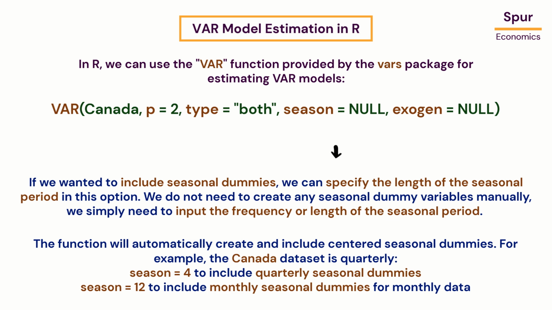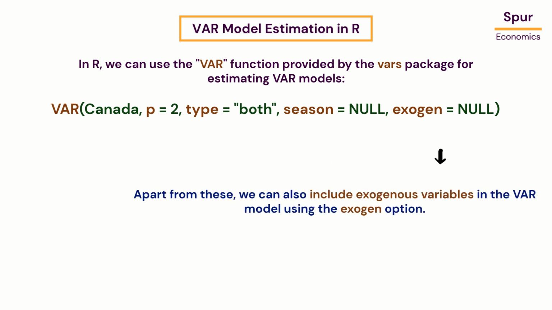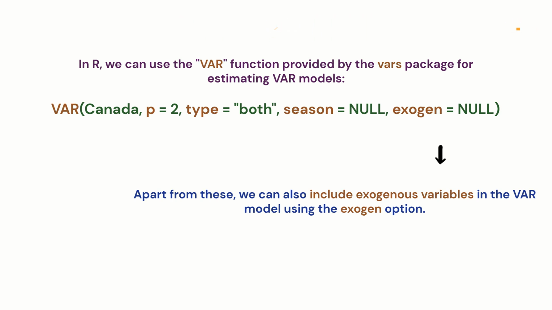We do not need to create any seasonal dummy variables manually, we simply need to input the frequency or length of the seasonal period. The function will automatically create and include centered seasonal dummies. For example, the Canada dataset is quarterly, so we can specify season equals 4 if we wanted to include quarterly seasonal dummies. Similarly, we can specify season equals 12 for monthly data to include monthly seasonal dummies. Apart from these, we can also include exogenous variables in the VAR model using the exogen option.